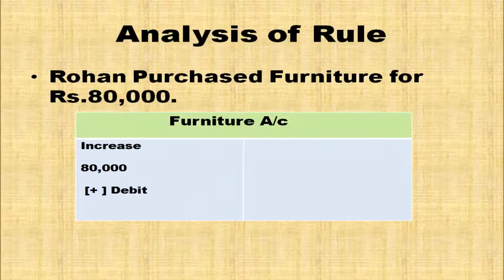Cash is going from the business, so there is a decrease in the asset. Rule for asset account: when it is decreased, it is credited. So cash account is credited. Rule for asset account: when it is increased, it is debited. So furniture account is debited with the amount that is given in the transaction. So furniture account debited and cash account credited.